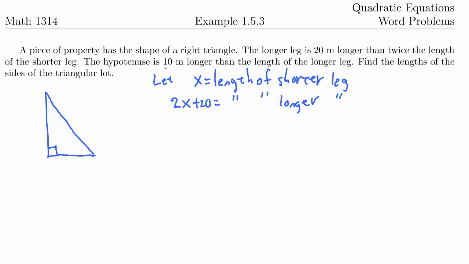The hypotenuse is 10 meters longer than the length of the longer leg. In other words, it's 10 meters more than 2x plus 20. So I need to add 10 to that. So that gives me 2x plus 30 is equal to the length of the hypotenuse.